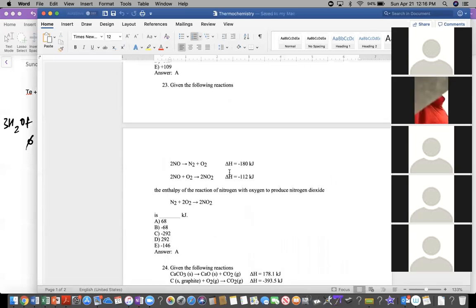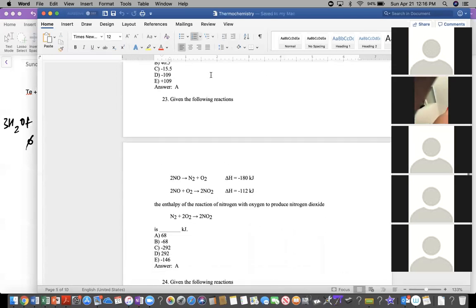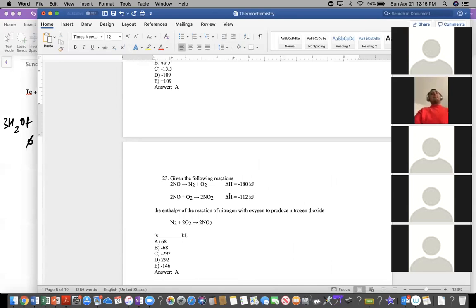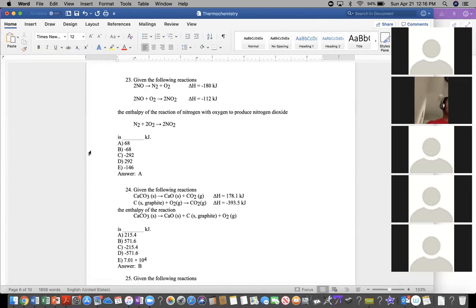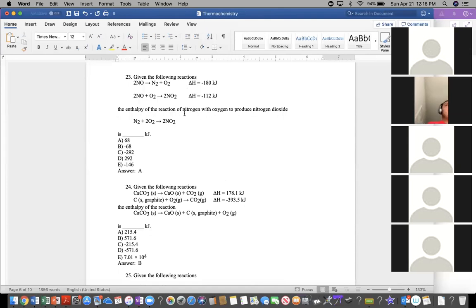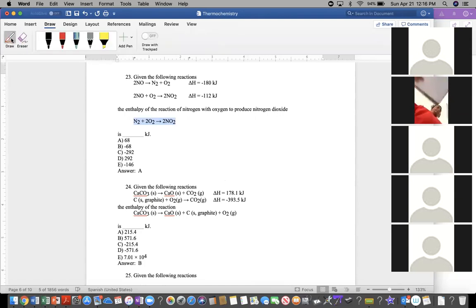Number 23? Yeah. This one. Okay. So you're given 2 reactions, and then you have to find the delta H for this reaction. So you gotta match your top 2 reactions with the reaction that we want to find. Did you give it a try?